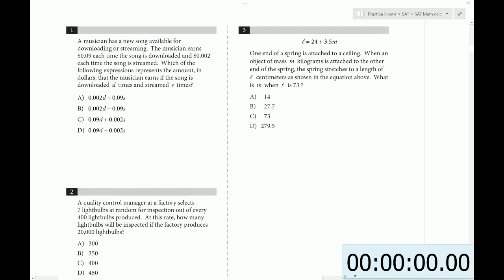Okay, this is going to be test 2 of the official SAT study guide, and this is the calculator section. A musician has a new song available for downloading or streaming. The musician earns 9 cents each time the song is downloaded and 0.2 cents each time the song is streamed. Which of the following expresses the amount of dollars the musician earns if it's downloaded D times and streamed S times? So we would do 0.09, which is how much money we make on a download, times D, and we'd add that to 0.002 times S. So that looks like answer choice C.